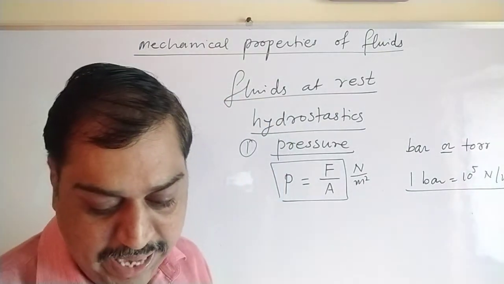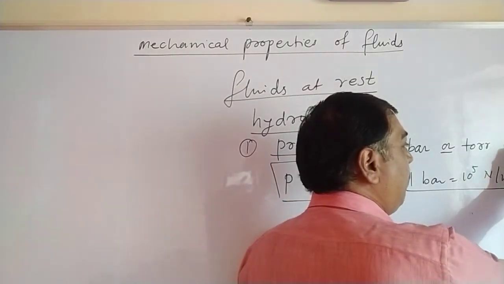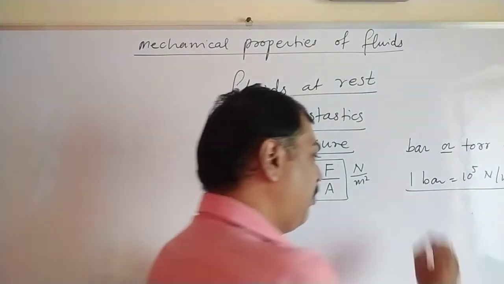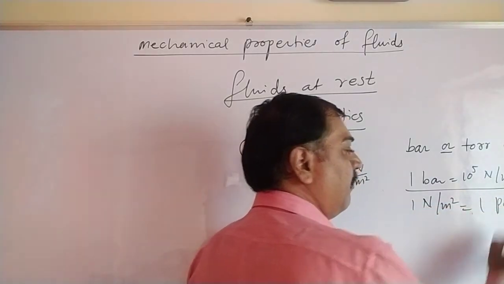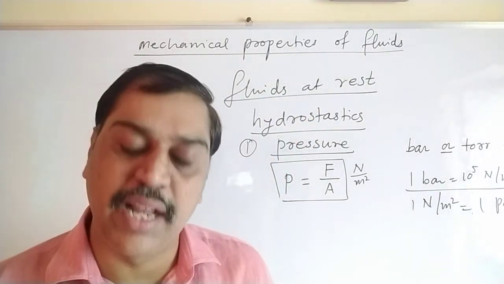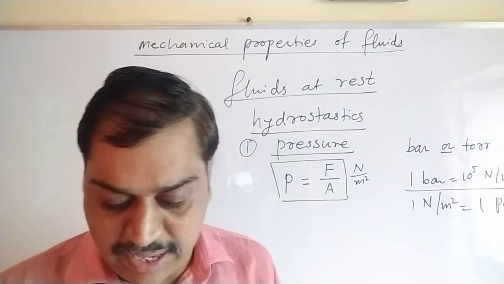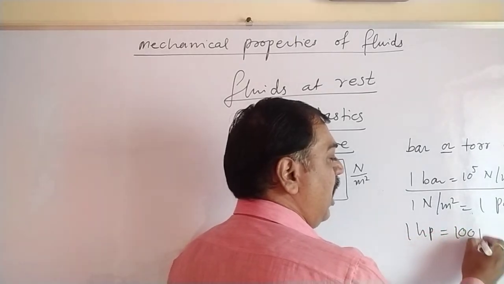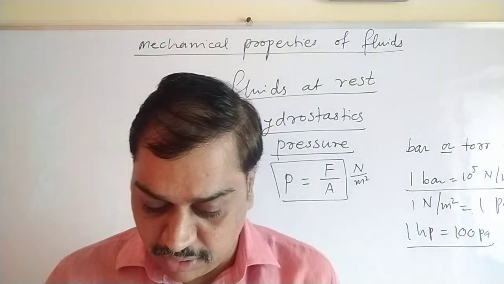Next, the hectopascal. Pascal is again a unit to measure pressure, represented by Pa. 1 Newton per meter square is equal to 1 Pascal. Apart from this, they have given another unit, that is the hectopascal. 1 hectopascal is equal to 100 Pascal. You have to remember this conversion, it might be required in numericals. So for that you have to remember.